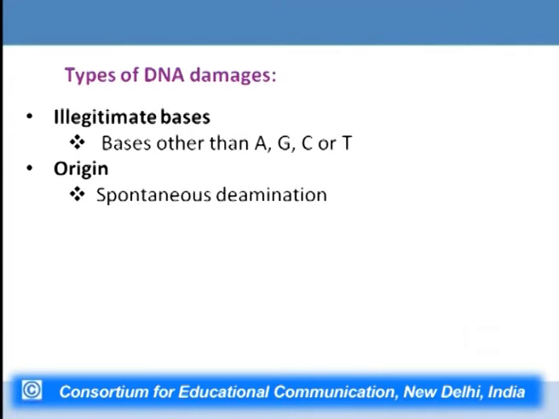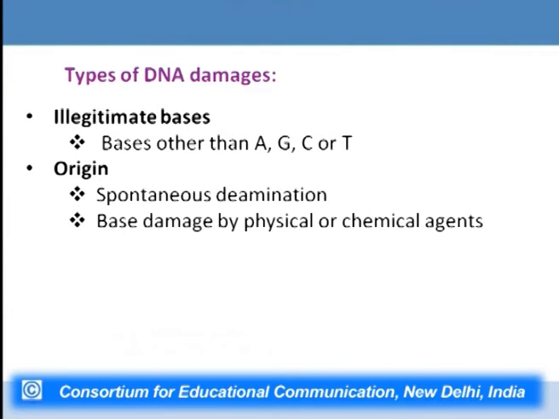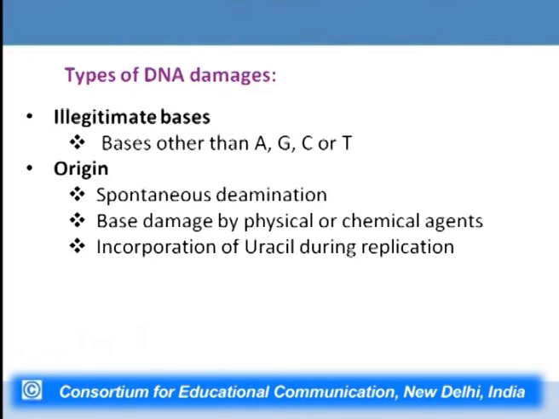Now, how do the illegitimate bases come to reside in the DNA of the organism? These might occur because of spontaneous deamination in the DNA of the organism. There might be spontaneous losing of the NH2 group from the bases, and this might occur by physical or chemical agent. The base might lose its NH2 group, and for example, if cytosine loses its NH2 group, there will be formation of uracil, and uracil might get included in the DNA during replication, though it is not a normal base for the DNA. For the DNA, thymine is the normal base, but if cytosine gets deaminated, then uracil might get incorporated.